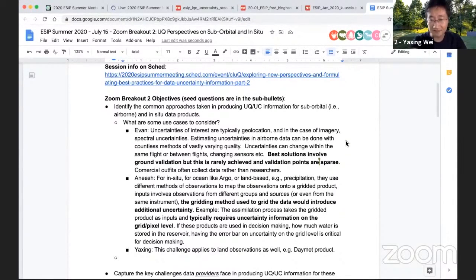observations. And we mentioned that one good solution is to involve ground validation, and actually enough and more ground validation, to better capture and also improve uncertainty associated with those in-situ observations, the suborbital observations. But unfortunately, such ground validation information is rarely achieved, and the validation points are typically sparse.